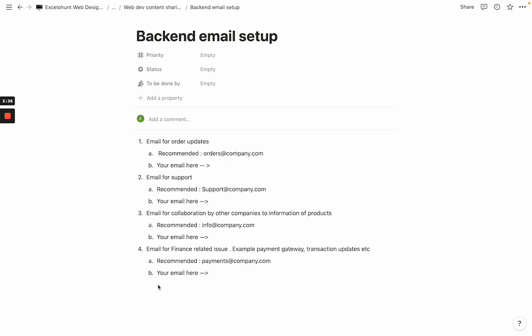So for any finance related issue, there would be a different email ID, payments@yourcompanyname.com. All the transaction updates, like how much amount is credited, and all this information is in this email. If you need to create your balance sheets or have any due diligence about the internal processes of the finances of your company, you can go to this email and check it.